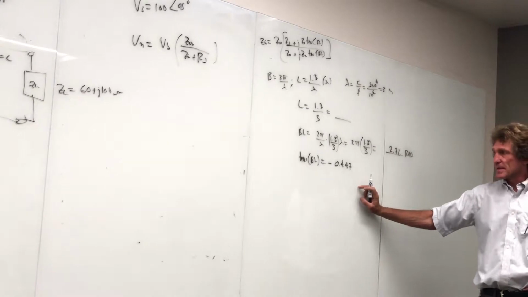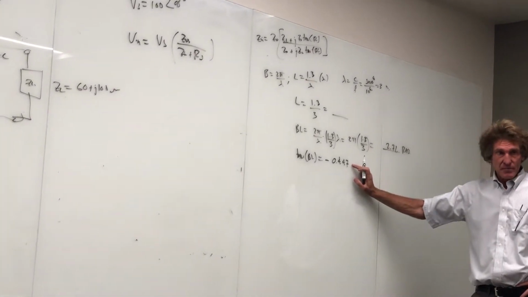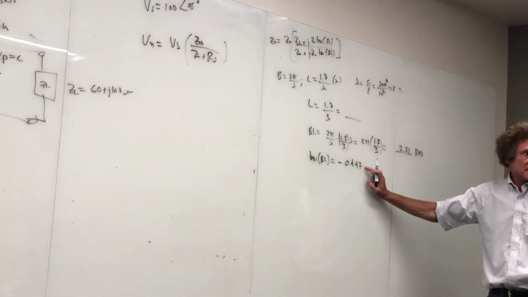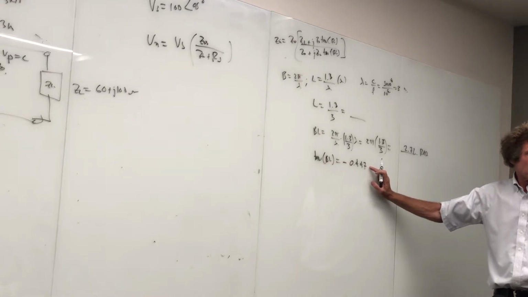Now I'm going to say one thing. This is the value I'd store, because it appears twice in that Zn formula. Do you follow me, class?